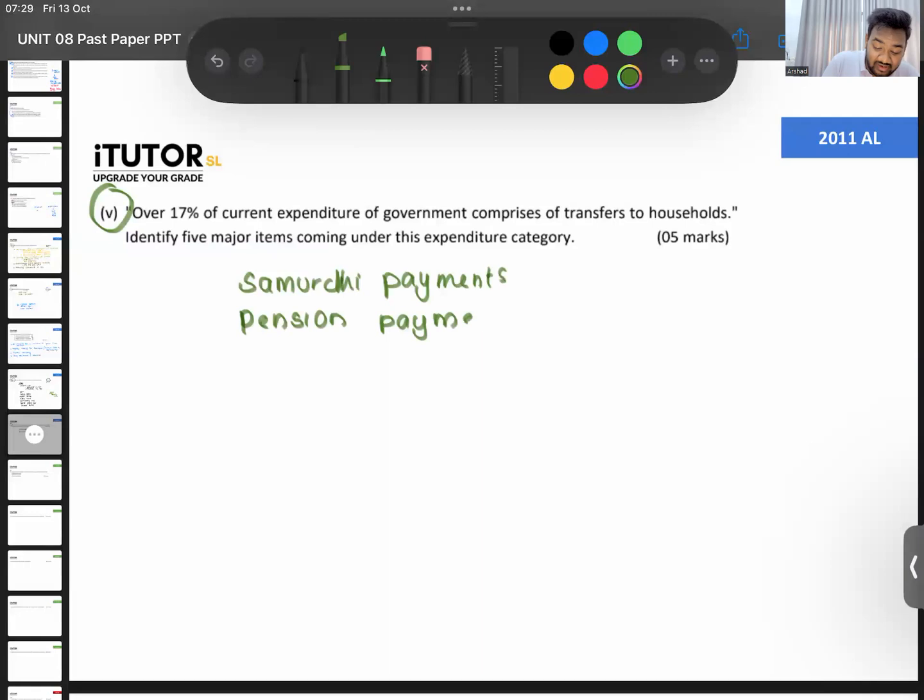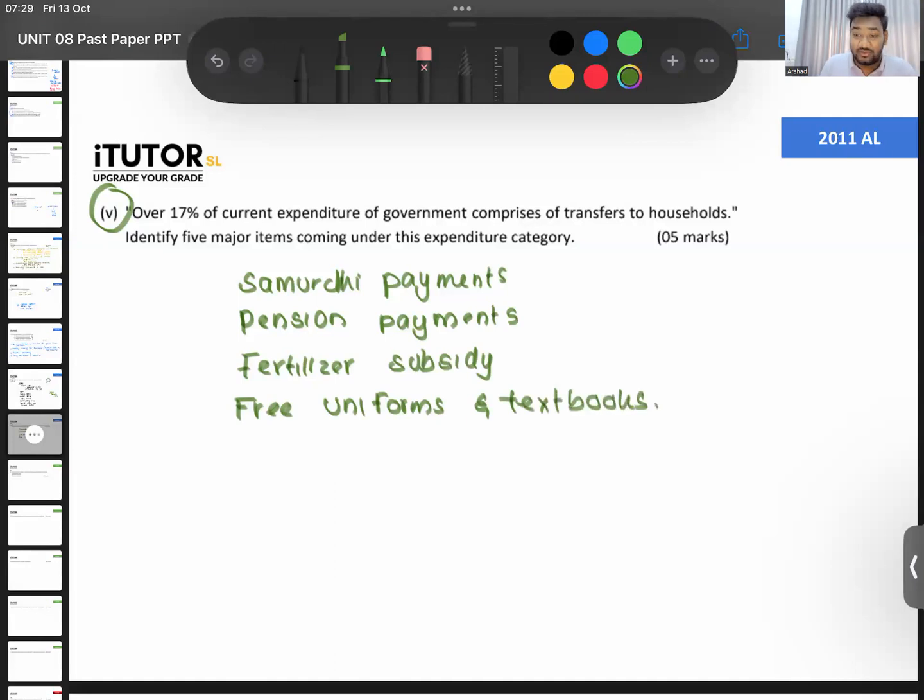Then what else? Now write 5. Now these only 2. What else? You can talk about fertilizer subsidy. Yes, government provides fertilizer subsidies. Okay, fertilizer subsidy. What about free uniforms and textbooks, right? That's also like a transfer for schools. Okay, midday meals. Midday meals to school students.